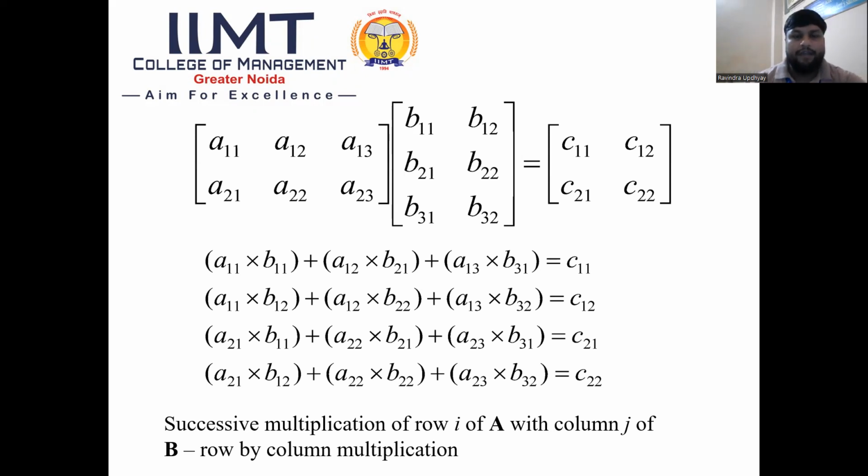First row of matrix A and first column of matrix B, and we will multiply corresponding elements. We will get C11. Similarly, when we want C12, we will take the first row of matrix A and the second column of matrix B. In the same way we can calculate all the remaining elements, C21 and C22.